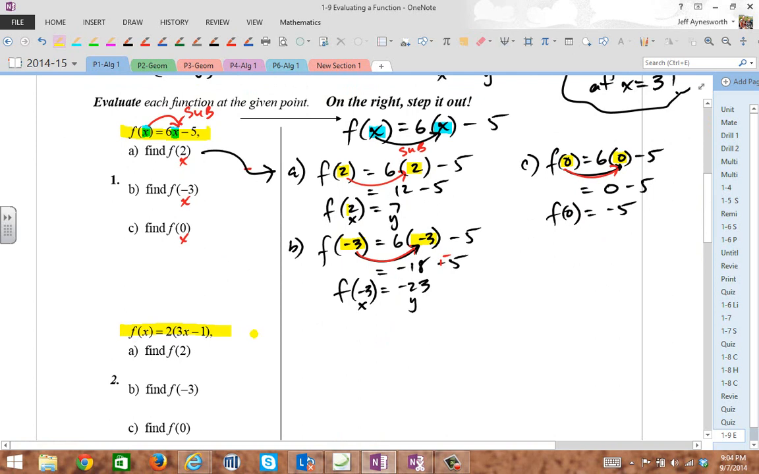Like on the second example, and I'm going to do a few so you can see the different variety and the different ways of doing things. On this next one here, we're going to do the same thing though, but we got to substitute inside the quantity here. 2 times the quantity of 3 times x minus 1.